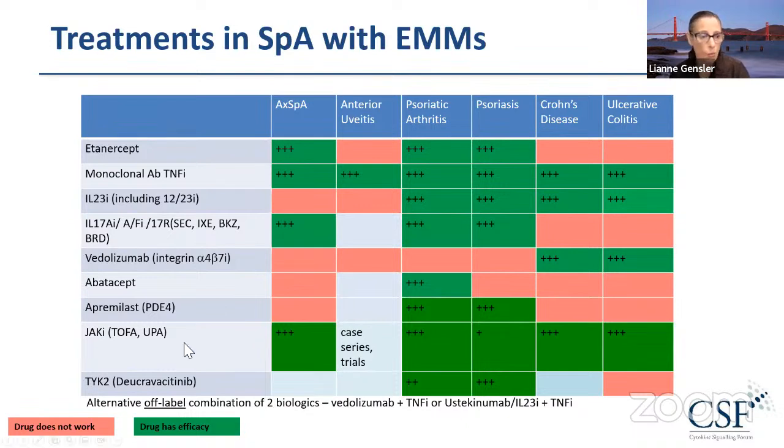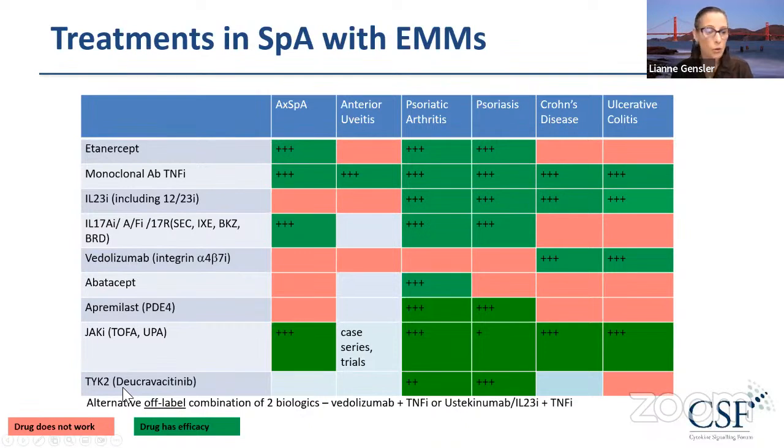JAK inhibitors are the newer mechanism of action that really looked like it was going to help across the spectrum. We don't have direct data yet in anterior uveitis. There are case series and trials ongoing that are looking at this. And then to bring up the point of TYK2 inhibitors, which is sort of the newest molecule on the block.